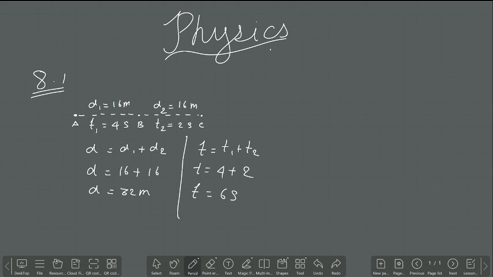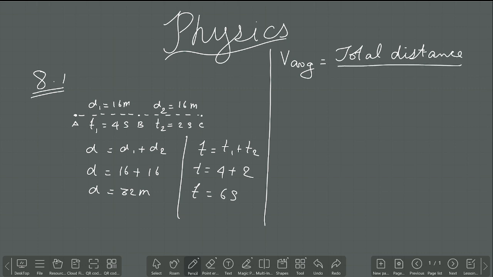Clear? So in the question, they are asking us to calculate the average speed. What is the formula to calculate the average speed? Average speed is equal to total distance covered by total time taken. So V average is equal to, what is the value of total distance over here? 32 by total time, 6.